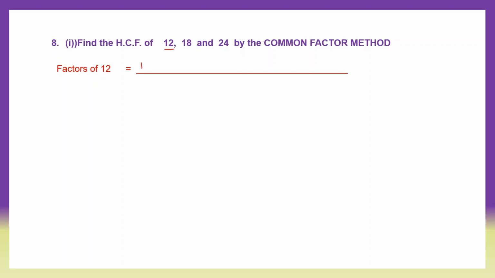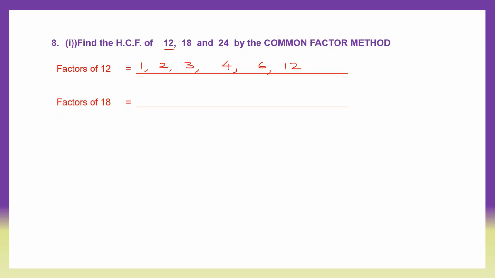So 1 12s are 12. Now I'm going to leave a gap so that I can fit in all the other numbers in between and go in ascending order. So I finished with 1. Let's do 2. 2 6s are 12. Then let's do 3. 3 4s are 12. That's it. We've got all our factors.